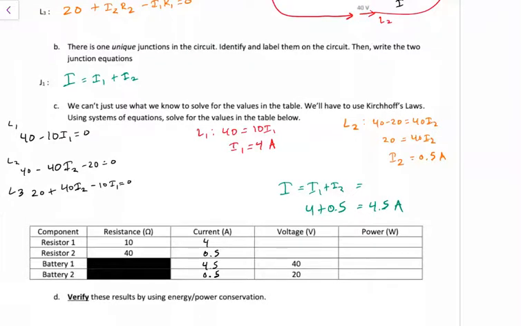And then I can fill out the rest of this table. I see this as 40 volts. I see this as 20 volts. And then there's my 40 and my 20. And then I'm going to calculate my power as 160 watts, 10 watts, 80 watts, 180 watts, and 10 watts.